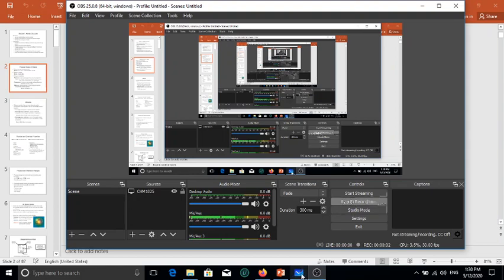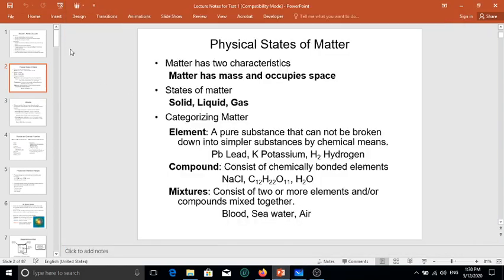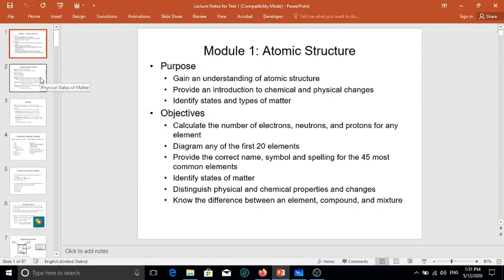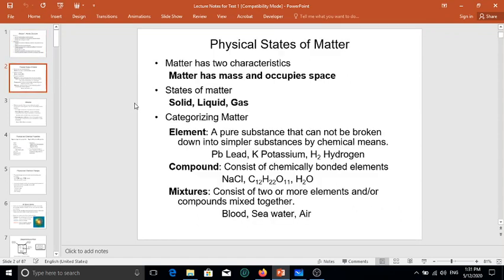Hello everyone, in this video we're going to start talking about module 1, atomic structure. Before we get into actual atomic structure, we want to introduce a few basic concepts we're going to use a lot in the content of this class, such as liquid, solid, and gas. We all probably know that there are three physical forms matter can exist in normally, okay?